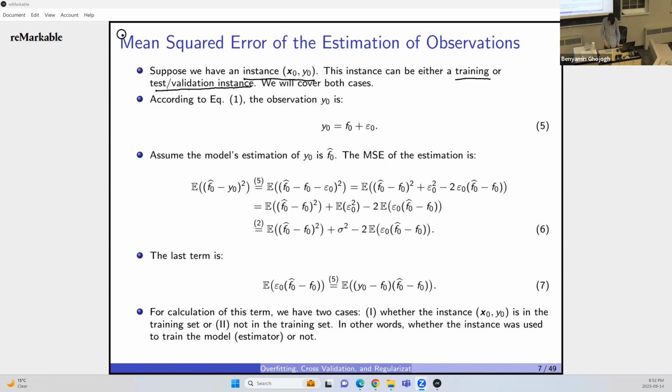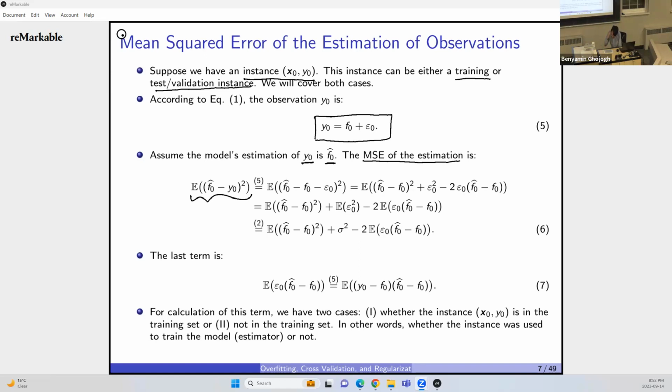Okay. According to equation 1, do you remember we said yi equals fi plus some epsilon? Here I can say y0 is f0 plus epsilon 0, right? Assume the model's estimation of y0 is f0 hat. You can call it y0 hat, doesn't matter. The model's estimation output. The mean squared error of this estimation is what? Expectation of, this is the definition of mean squared error, right? Expectation of f0 hat or y0 hat, doesn't matter, minus y0, actual y0, right?